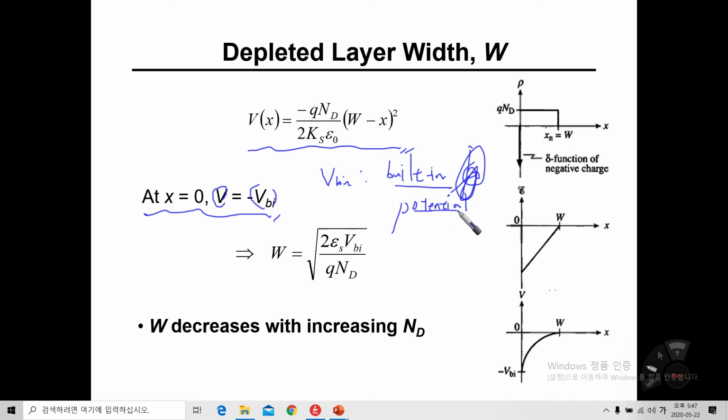Basically, this built-in potential means this voltage difference or potential has not been supplied or obtained from outside. Going back to the energy band diagram for the MS contact, we didn't apply any voltage across the MS contact. But in the depletion region, there is an electric field. Why is that? What is the physical origin of the built-in electric field formed in the depletion region?